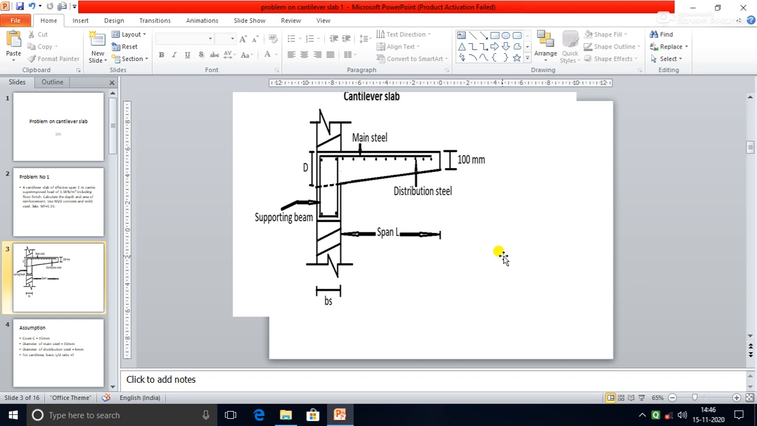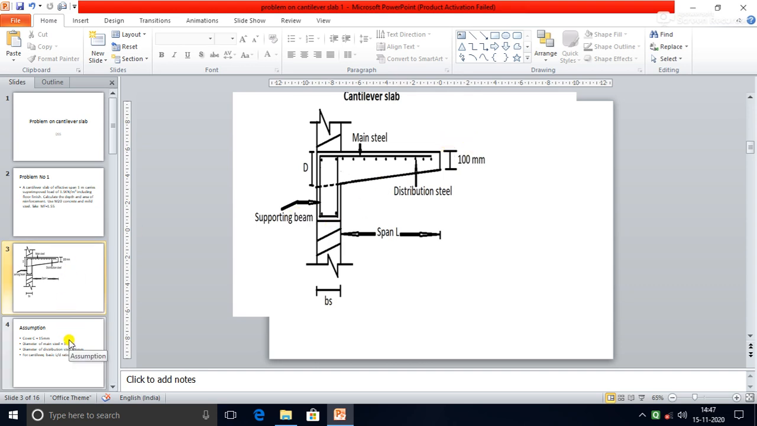while distribution steel is provided at the bottom. Here we have provided the main steel at the top, and these round bars seen are the distribution steel, placed at the bottom. This is very important. In a one-way slab, the main steel is provided at the bottom and distribution steel is provided at the top. Vice versa, in a cantilever the main steel is provided up and distribution steel is provided below the main steel. That is the main difference. And here this is the direction of main steel, and these are the distribution steel provided below the main steel.